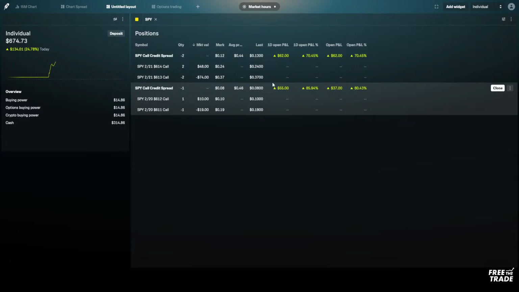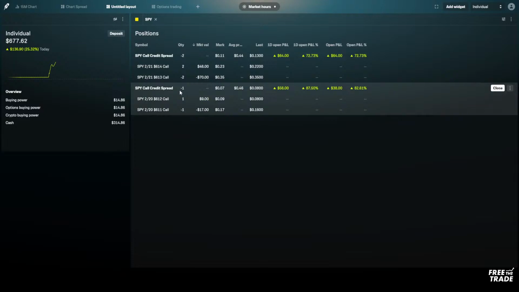What I intend to do with these is honestly just let them expire. Unless we go above 611, I'm going to end 100% profitable. And even if I end above 611, unless it goes above like 611.35 or 611.50, I'm still going to make money on this. So it's better just to let it expire. I could close it right now, but I don't think I will.